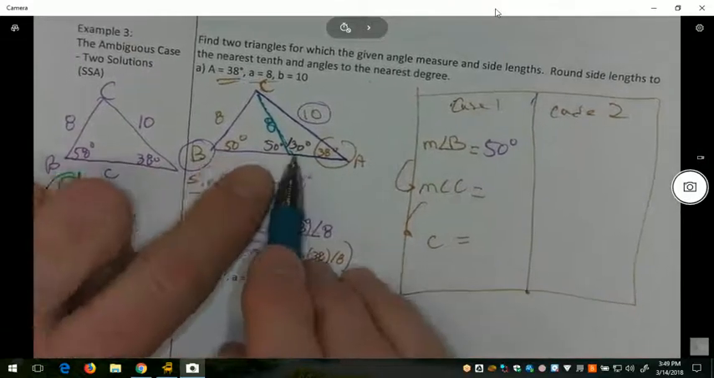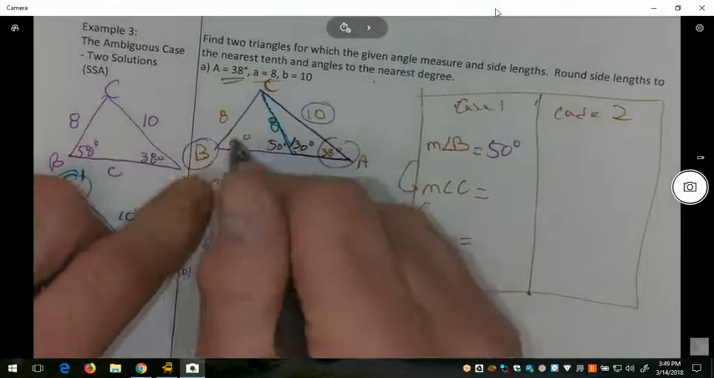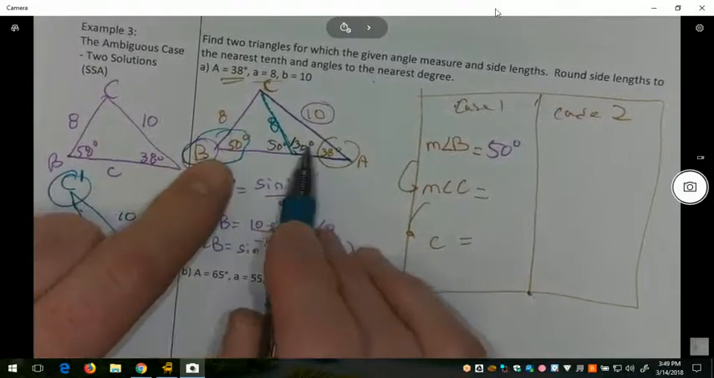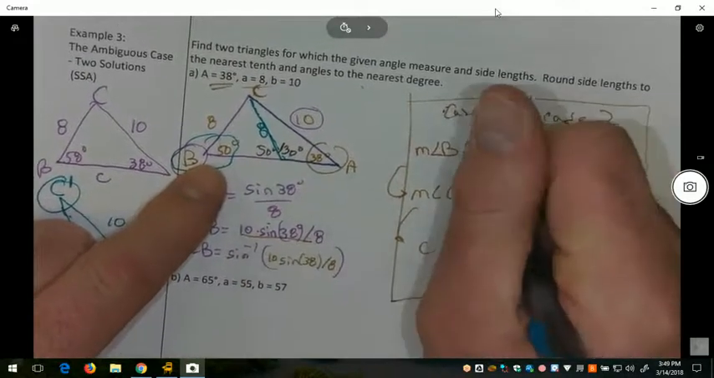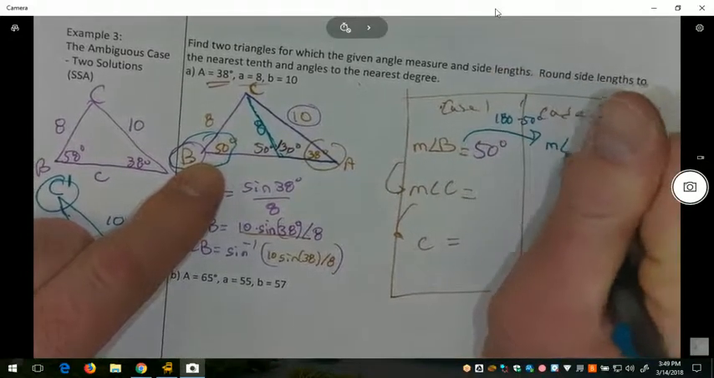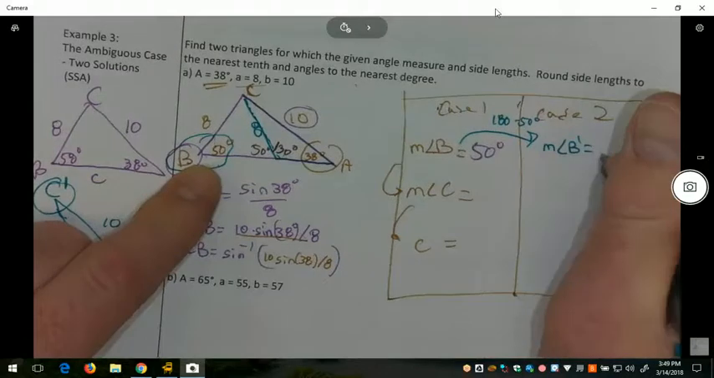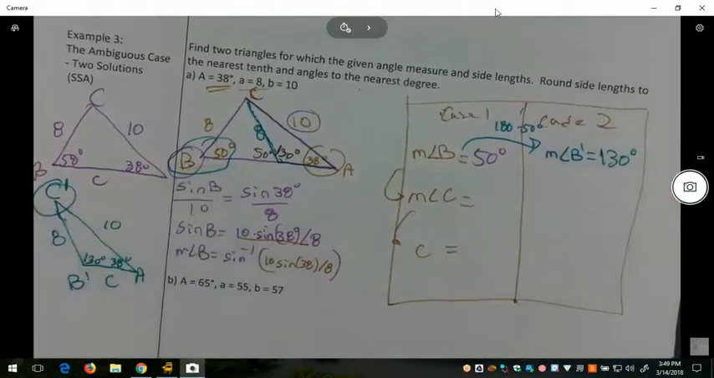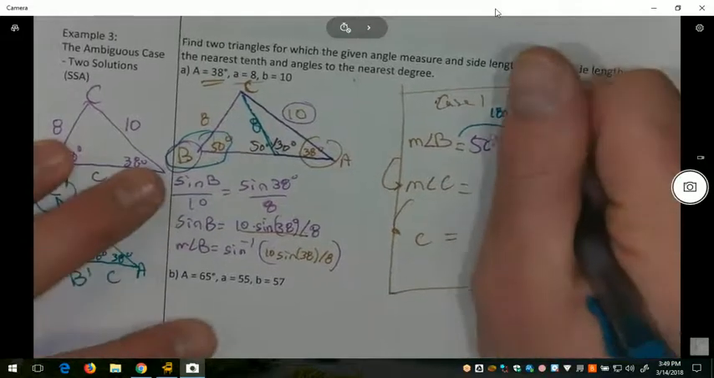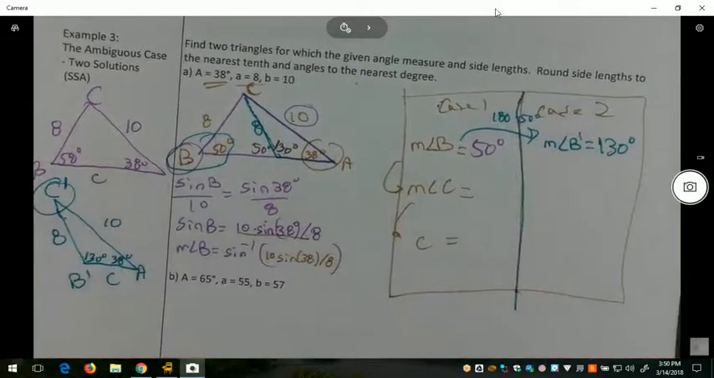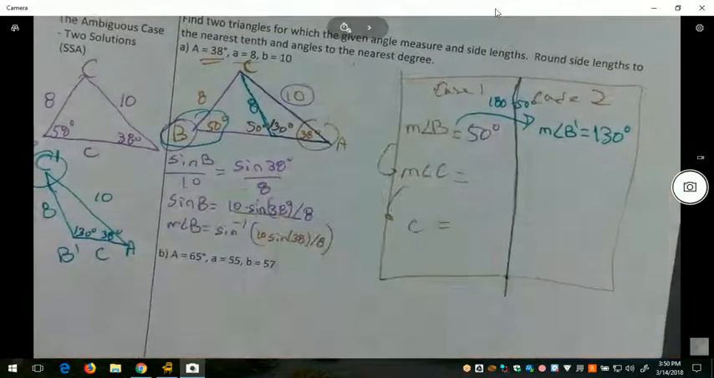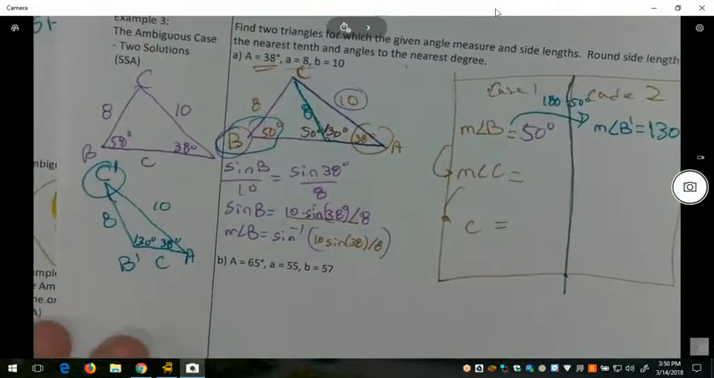So notice, how did I calculate this 130? I took this first angle that I found, the 50 degrees, and took it away from 180 to get this angle. If I did 180 minus 50, that gives me the measure of angle B prime to be 130 degrees. That's how I get this case 2. And after that, the two sides don't mix. I solve this triangle separately, which is why I've drawn separate pictures.